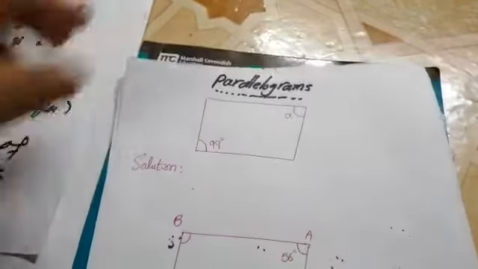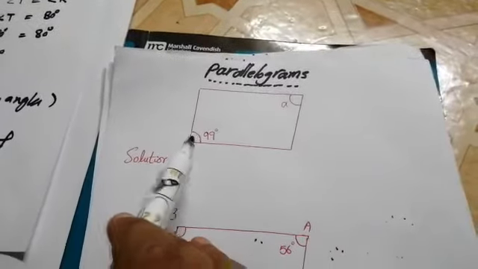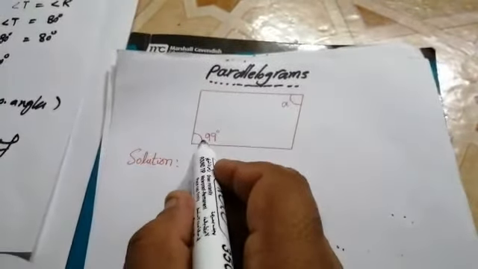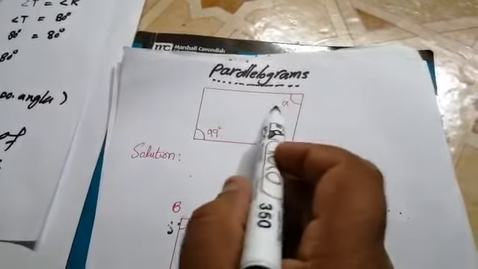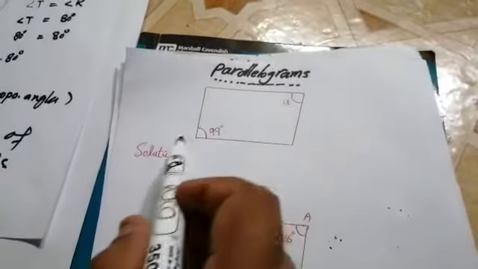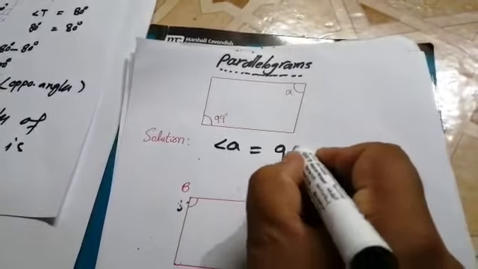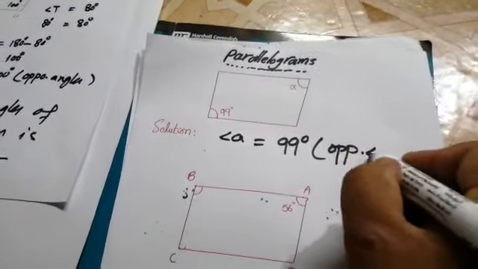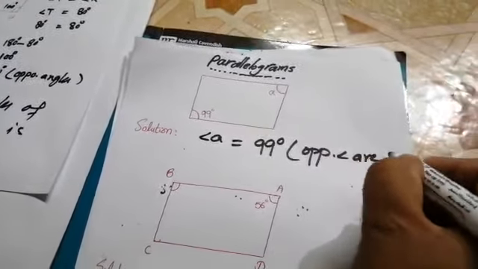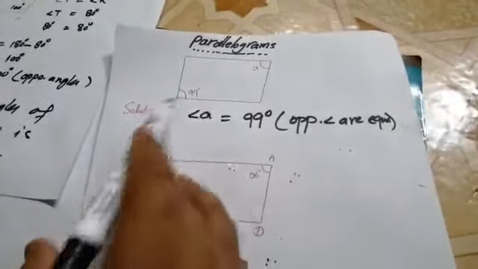Here you can see another parallelogram. It's so simple, boys. We are missing this angle. This angle is given as 99, and we need to find angle A. So how can you find it? They are opposite to each other. So you can write angle A equals 99 degrees. And the reason: opposite angles, this sign for angle, are equal, right? Opposite angles are always equal, so angle A will be equal to 99.